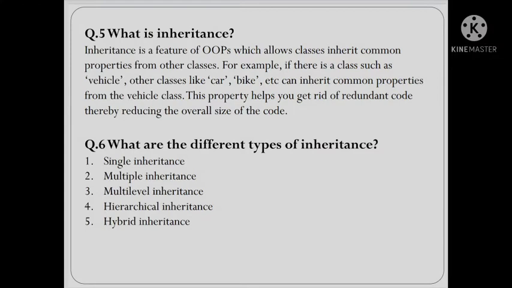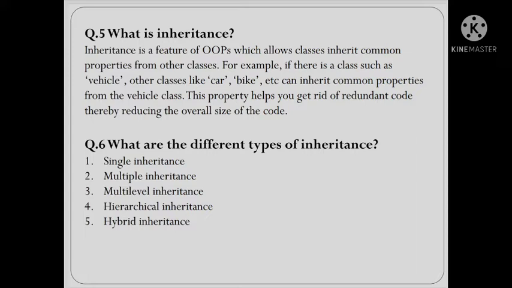Question number 5. What is inheritance? Inheritance is a feature of OOPS. It allows classes to inherit common properties from other classes. For example, if there is a class such as vehicle, other classes like car, bike, etc. can inherit common properties from the vehicle class. This helps you get rid of redundant code, thereby reducing the overall size of the code.